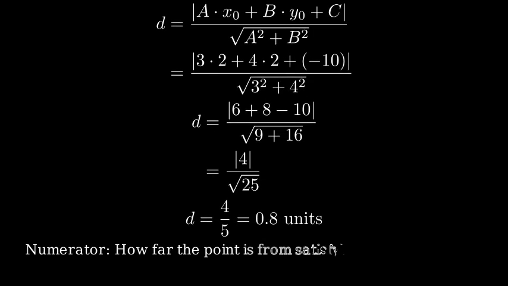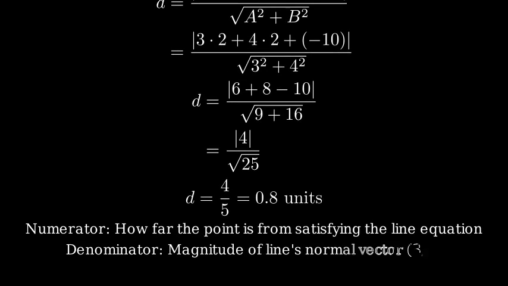Let's understand the geometry behind this formula. The numerator of our formula, ax0 + by0 + c, represents how far the point is from satisfying the line equation. If this value is 0, the point lies on the line. The denominator, the square root of a squared plus b squared, normalizes this value based on the slope of the line. It's actually the magnitude of the normal vector of the line. Visually, we can think of this as projecting the vector from any point on the line to our target point onto the normal vector of the line.